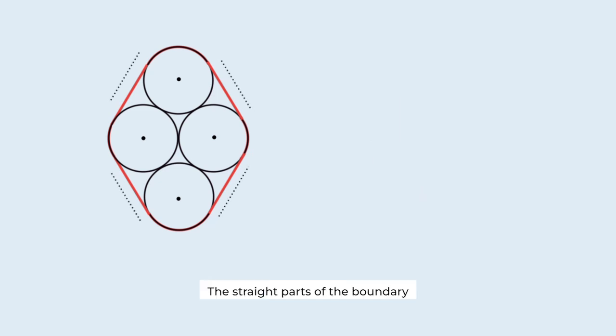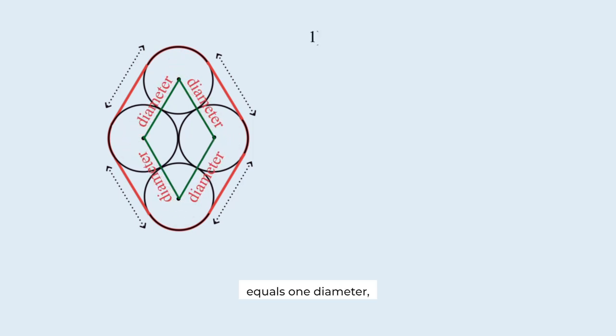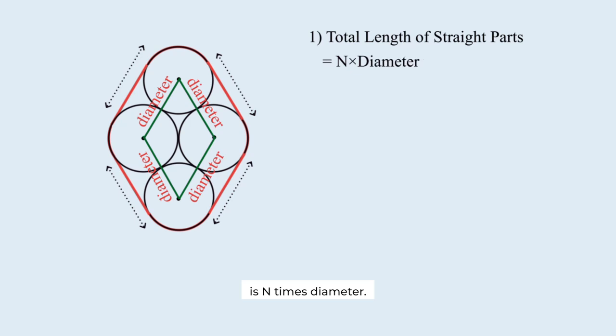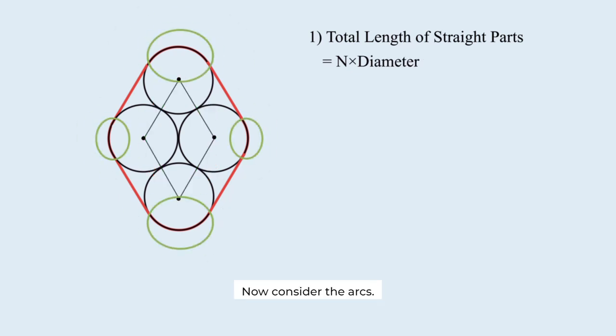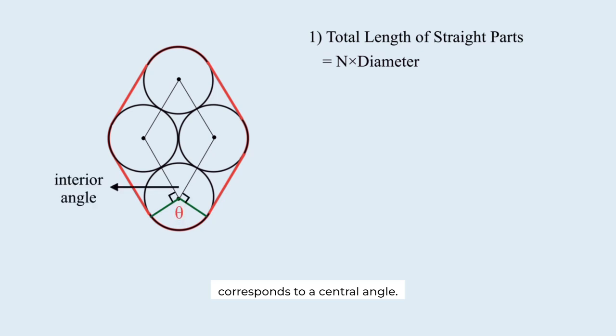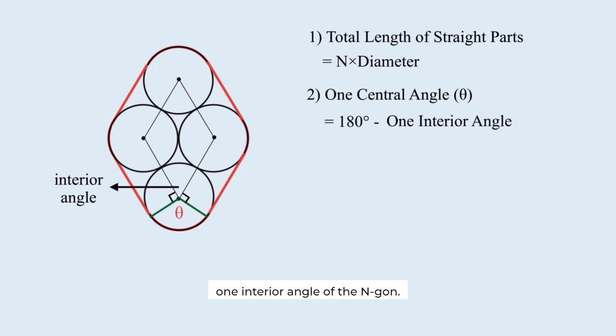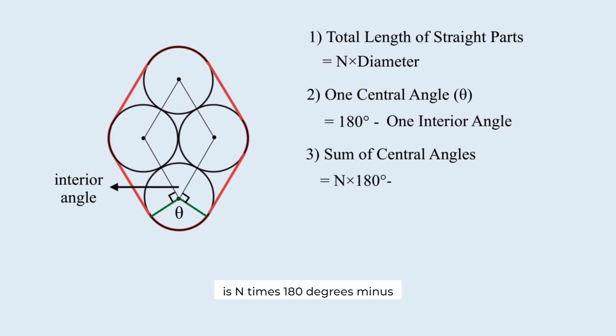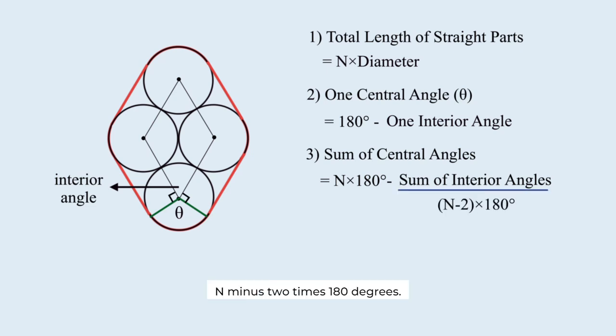Here's why. The straight parts of the boundary correspond to the perimeter of the n-gon, formed by joining the centers of the circles. Since each side of this polygon equals 1 diameter, the total length of the straight parts is n times diameter. Now consider the arcs. Each exposed arc corresponds to a central angle. One central angle equals 180 degrees minus 1 interior angle of the n-gon. Therefore, the sum of the central angles is n times 180 degrees minus the sum of interior angles of the n-gon. But this is (n minus 2) times 180 degrees.